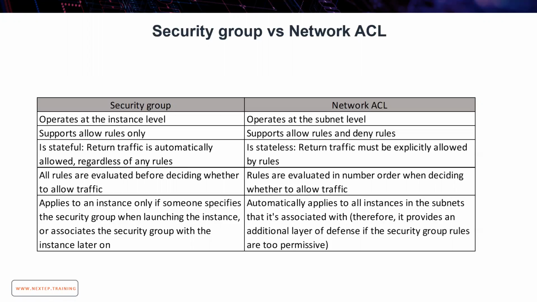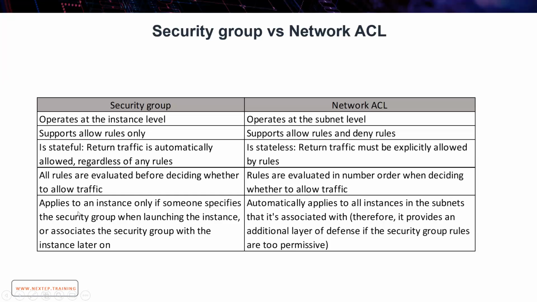If I close that, or if I delete that ephemeral rule in my outbound rules, then it will not work. The request went in, but the response is not coming back. All rules are evaluated before deciding whether to allow traffic. This is an important point from the security group perspective. All rules are evaluated, combined together, and then it decides whether to allow the traffic or not. But here, rules are evaluated in number order when deciding whether to allow traffic. If rule number 100 allows, it just allows it. It doesn't even go to the next rule.